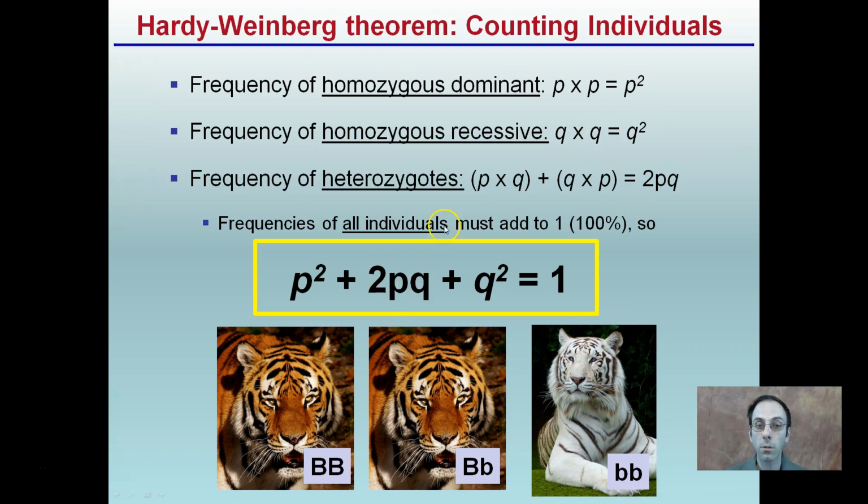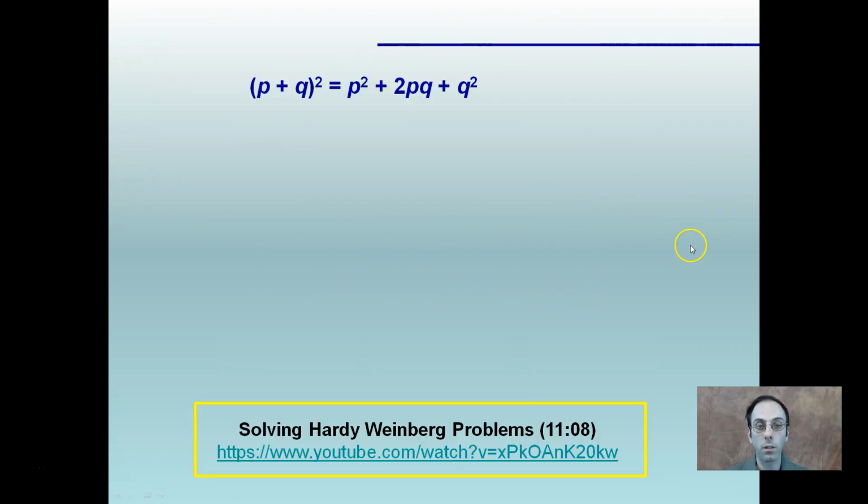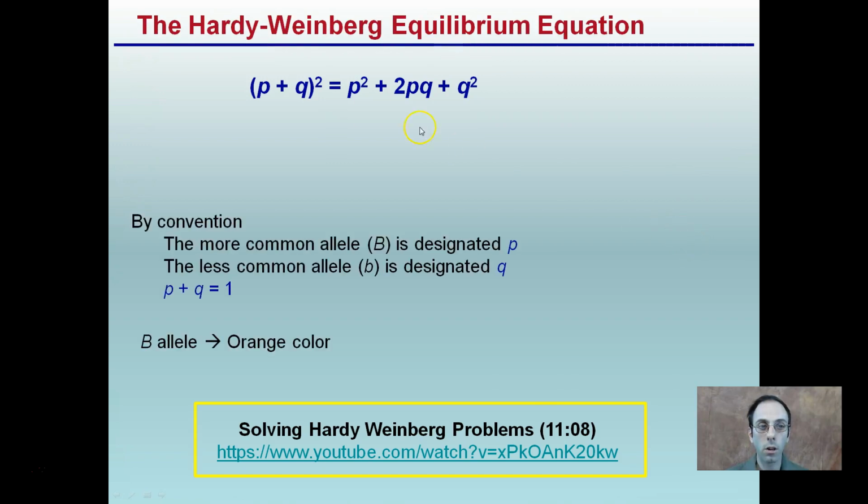The heterozygous make it a little confusing. It's P times Q plus Q times P, which is simplified as 2PQ. And it's all set to equal 1 to represent 100% of the population. So let's look at this. Here's our equation here. Remember our common allele, the dominant B, is designated by the P here, which is going to be here, our homozygous dominant. Our less common allele, or recessive one, is designated as Q.